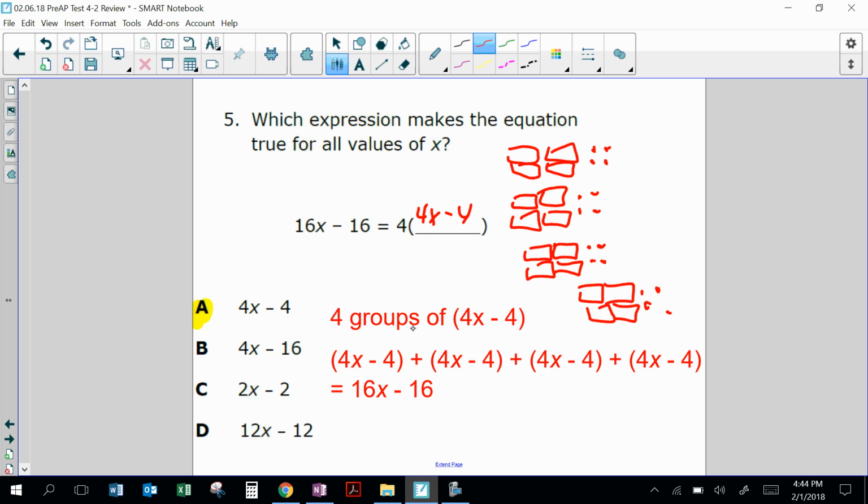Another way to look at it is 4 groups of 4x minus 4: 4x minus 4, plus 4x minus 4, plus 4x minus 4, plus 4x minus 4. That's 16 x's, and how many negatives do I have? 16 negatives.